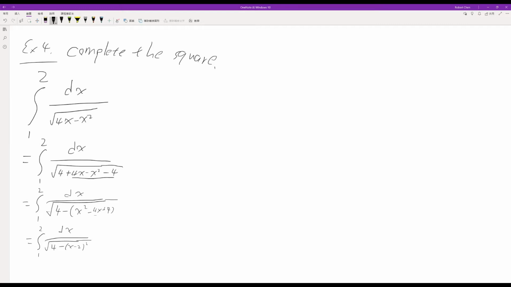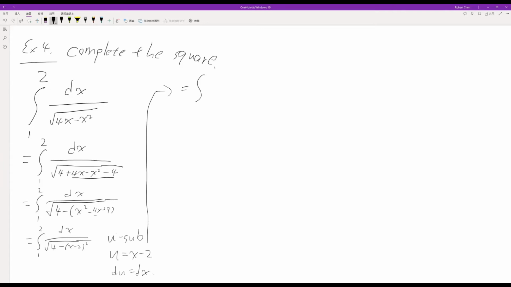Now, this still doesn't look like a trig sub, right? Because instead of x minus 2, we want just x squared here. So here we're going to perform u sub. Let u be x minus 2, and du will be dx.